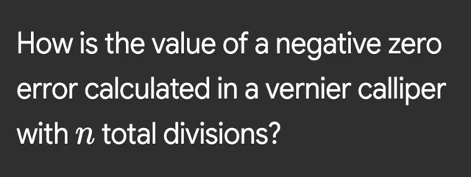20th question is on your screen. How is the value of a negative zero error calculated in a vernier caliper with n total divisions? I repeat the question. How is the value of a negative zero error calculated in a vernier caliper with n total divisions? Very tricky one.